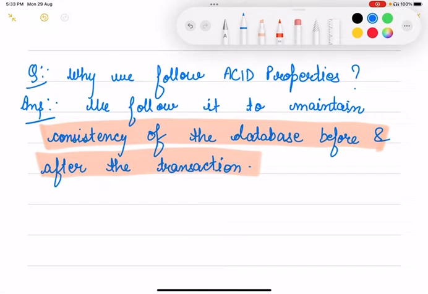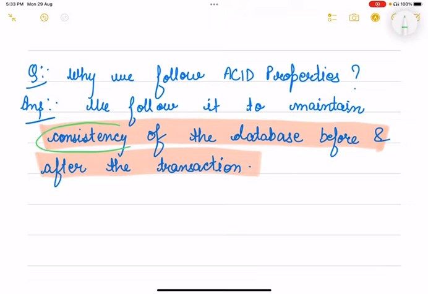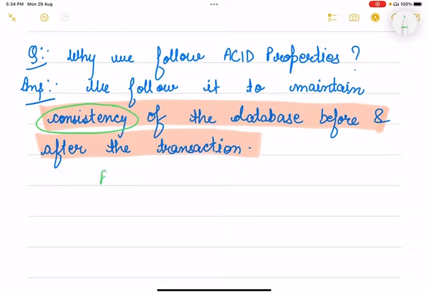Now you should be clear with the term consistency. So what is consistency? Sometimes we say that data is consistent, right? So data is consistent means, for example, let's say there is a table. In that table there is a single column, and if we are storing numeric values in that column, then only numeric values should be allowed in that column.